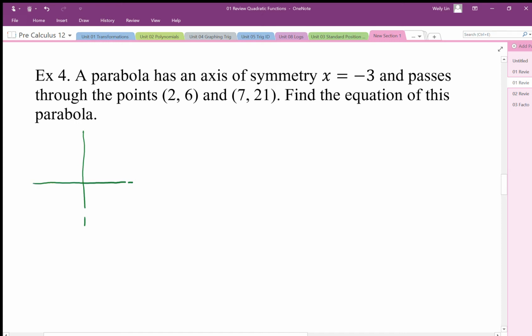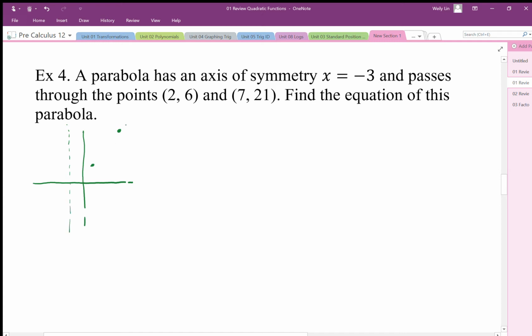Okay, so I have a point at 2 over, 6 up, maybe somewhere around here. Okay, draw maybe right about there. And 7 over, 21 up, maybe somewhere around here. And it looks like the axis of symmetry is at -3, so -3, maybe somewhere around here. There's my middle. So I get an idea what this graph looks like.